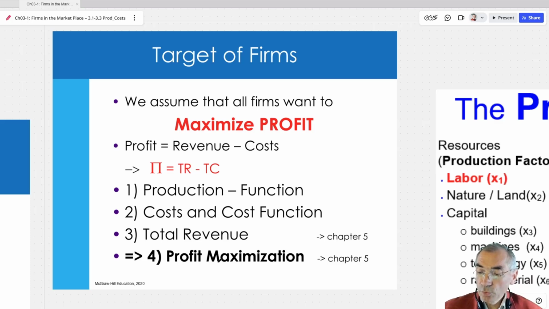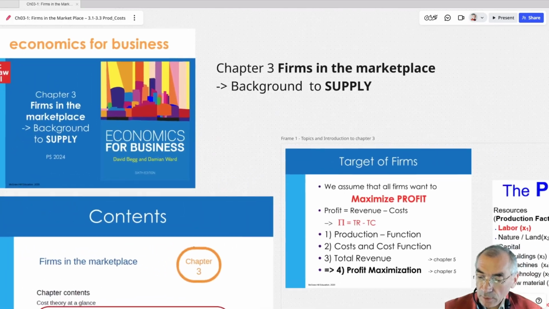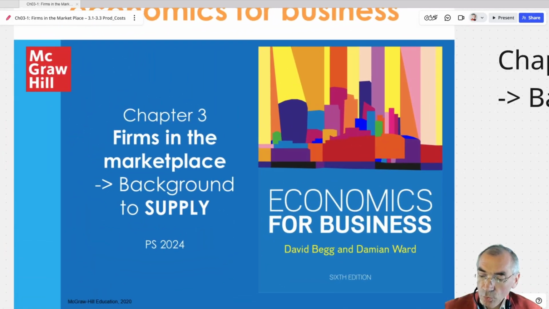In order to be able to talk about profit maximization, we have to clarify a bit more about revenue. What do revenue functions look like? And this we are going to do in chapter 5, surprisingly, but chapter 4, which is in between, talks about markets and brings together supply and demand. As this is what our chapter is about, firms in the marketplace, background to supply. So as we derived the demand function in chapter 2, we're going to derive the supply function here in this chapter 3.